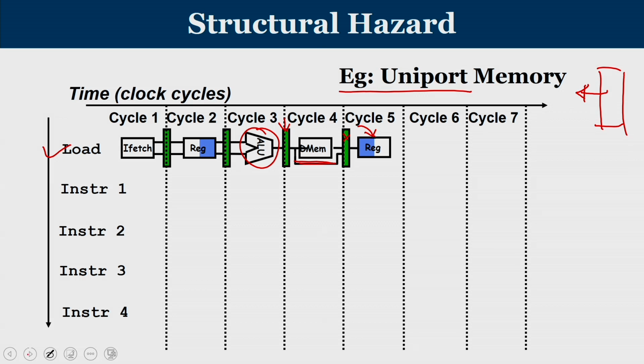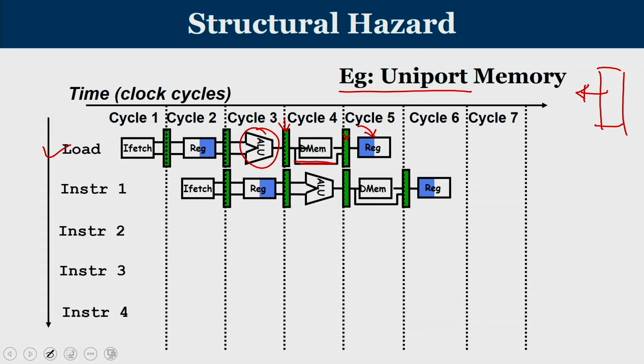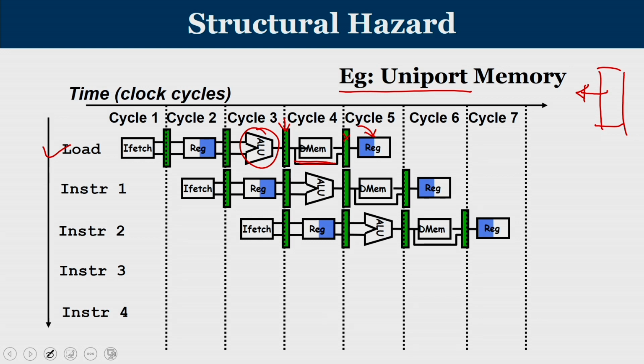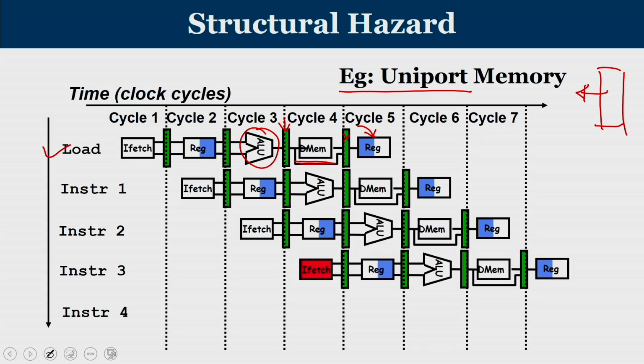Now, consider the case that the second instruction starts when the load is in the decode stage. This is how the second instruction proceeds. Let us say there is a third instruction. There is no problem with respect to the first and second instruction as far as this load is concerned. But the problem happens in the fourth instruction. The fourth instruction is also trying to access memory in the instruction fetch stage.